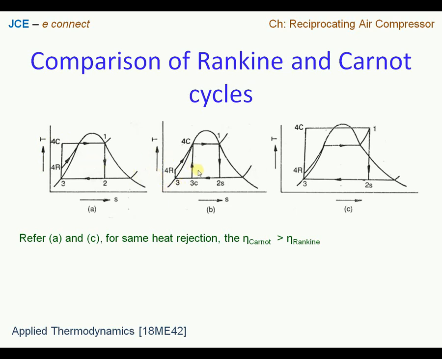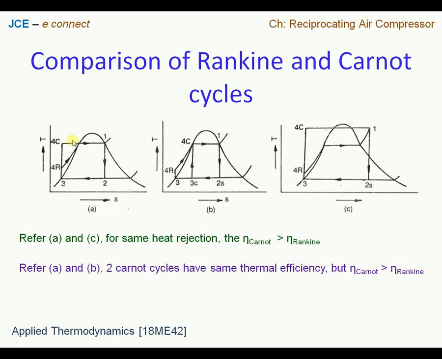Therefore we see that again the Carnot cycle has the same higher efficiency here, but the magnitude of heat that is transferred is much higher. So from figure A and B, we have two Carnot cycles, one from figure A and one from figure B. They have the same thermal efficiency because the heat addition is the same. Therefore we see that the efficiency of the Carnot cycle is greater than that of the Rankine cycle.